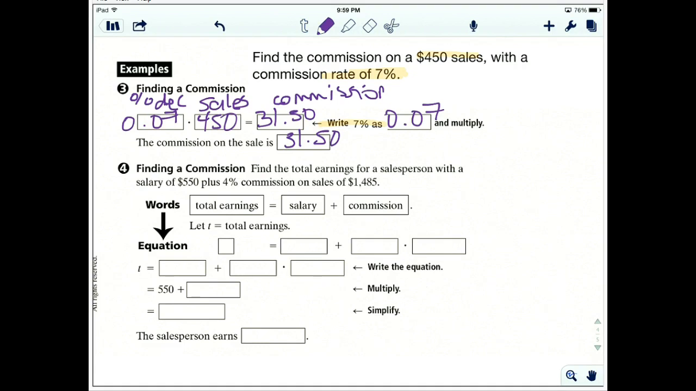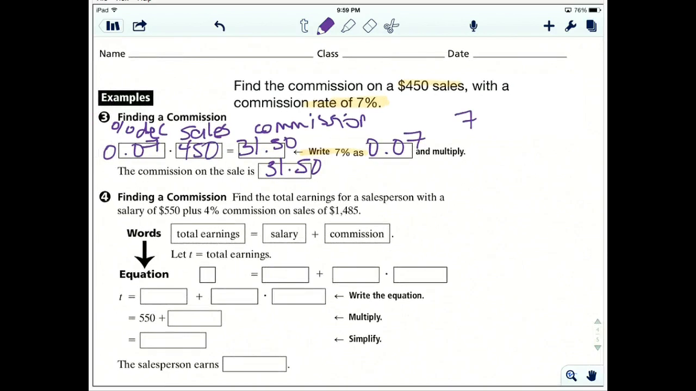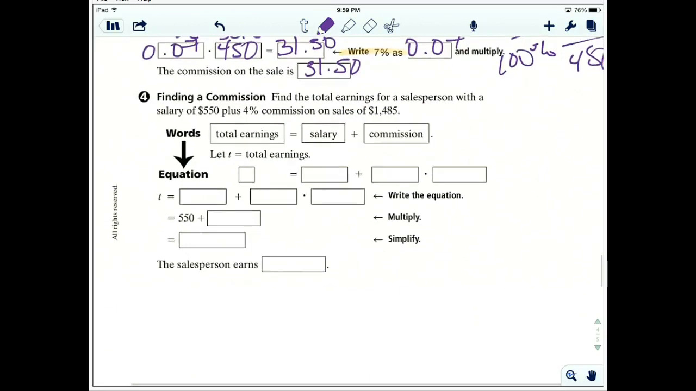Okay? Again, was this the only way you could solve it? No, you could have also set up a proportion: 7% out of 100%, and you want to know how much is 7% of $450 sales. Okay, last example.